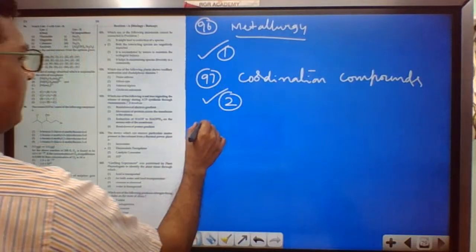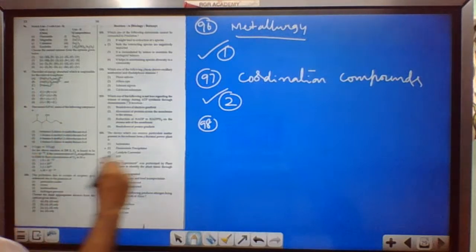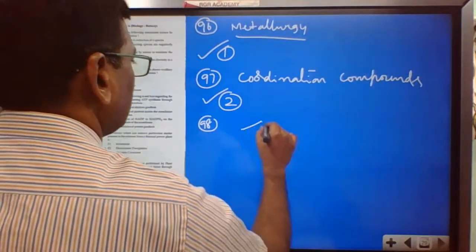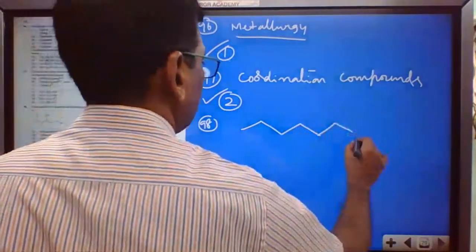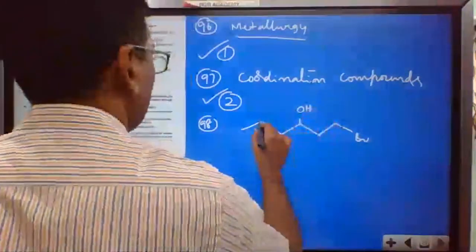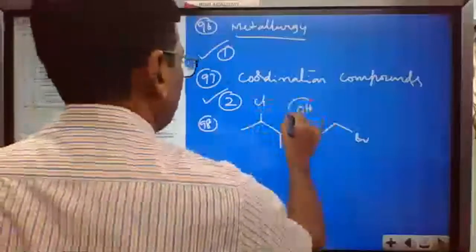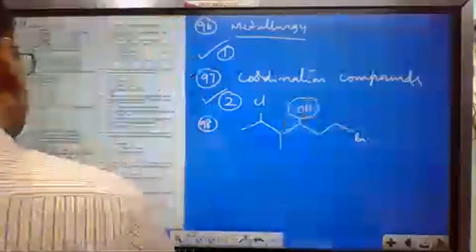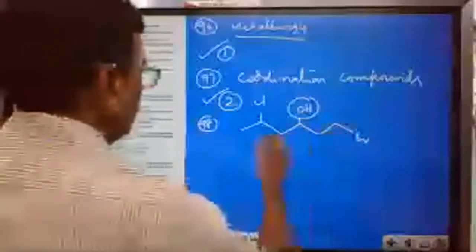Then 98 is also an easy question because they gave this on the nomenclature. It's a simple question. 98 question, organic chemistry, that is general organic chemistry. They gave the question like this. This is Br, and they gave OH here, and they gave methyl here, and Cl here. Remember, always give the top priority to the functional groups while giving the numbering. So we should number from the right to left.